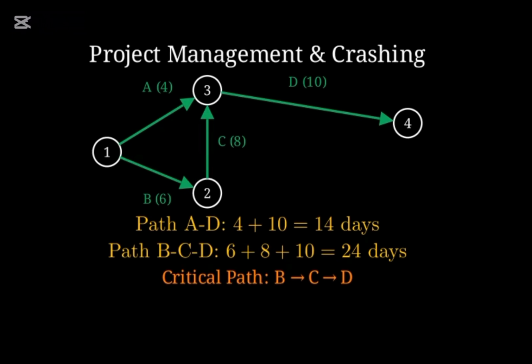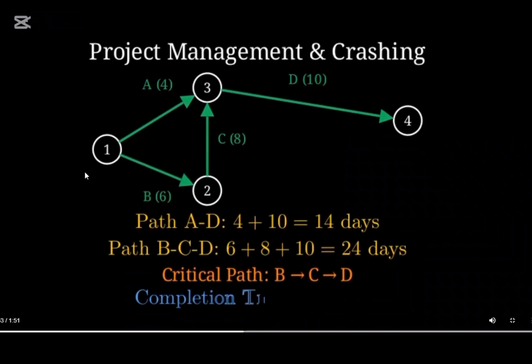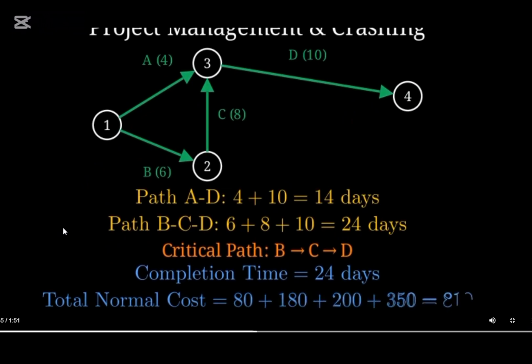Part B, standard completion time and cost. Now, let's determine the standard project completion time and the total normal cost. The project completion time is simply the duration of the critical path, which is 24 days. To find the corresponding cost, we sum the normal expenses for every activity involved in the project. When we add 80, 180, 200, and 350, we arrive at a total normal project cost of $810.